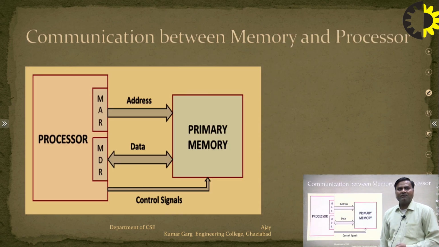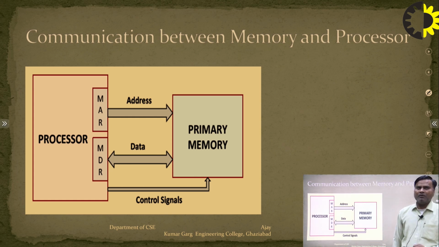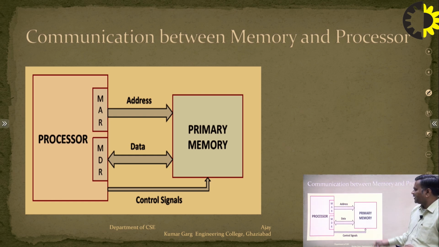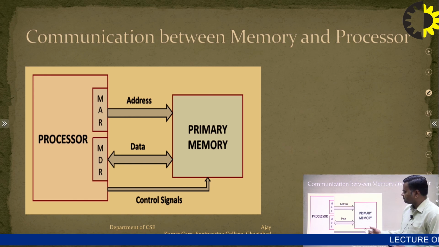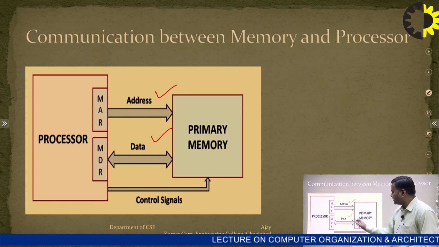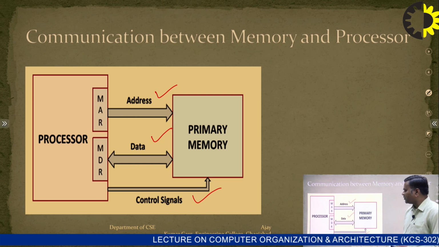Next is communication between memory and processor. Basically, memory and processor communicate with each other. So this is the architecture by which we can see that memory and processor communicate through three buses. First is the address bus, second is the data bus, third is the control bus or control signal.